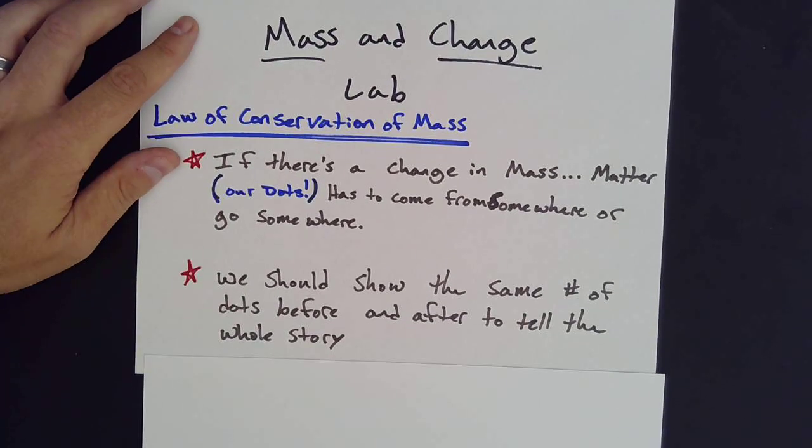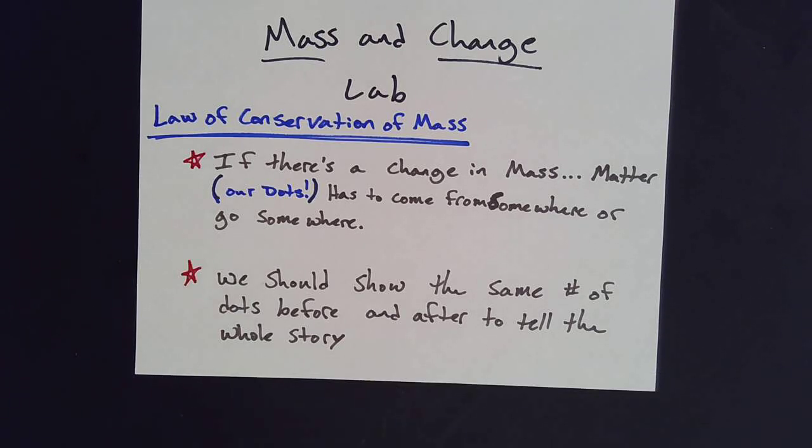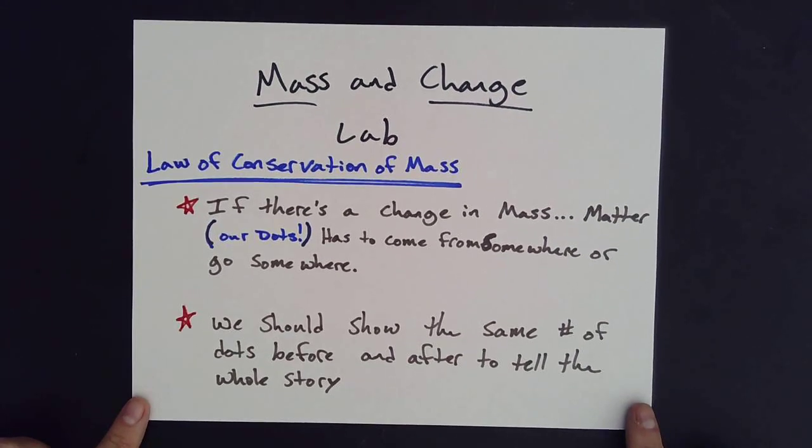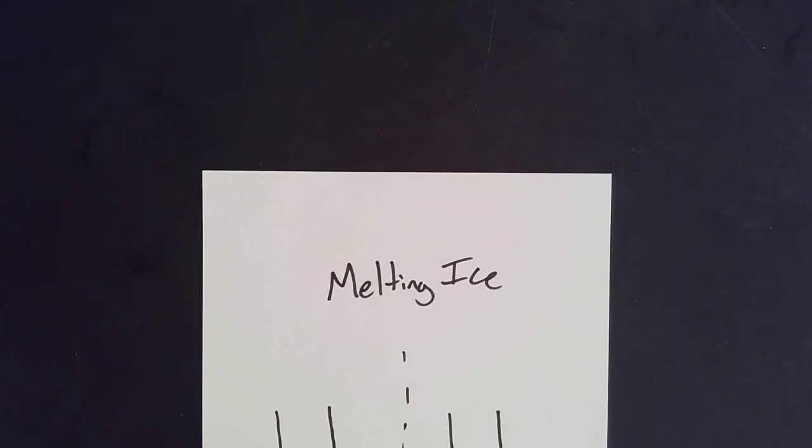And then lastly, we should show the same number of dots before and after to tell the whole story. So when we're thinking about the models we're creating in class, we have to account for all of the dots before and after. So what does this look like for us? Let's look at one of the simple ones that we had. This was the melting ice.